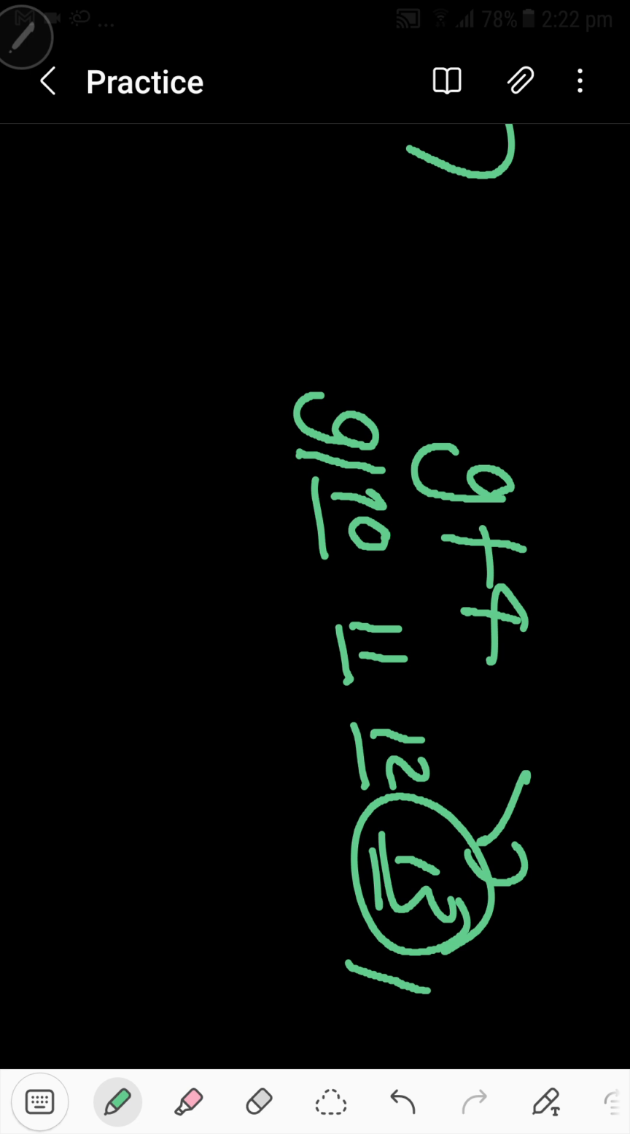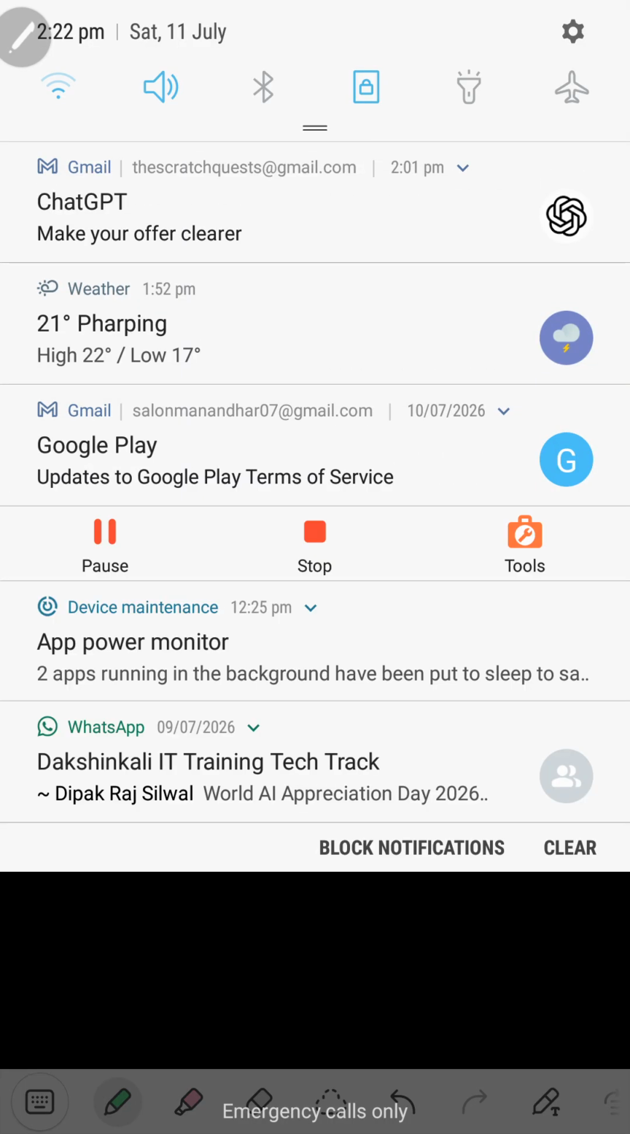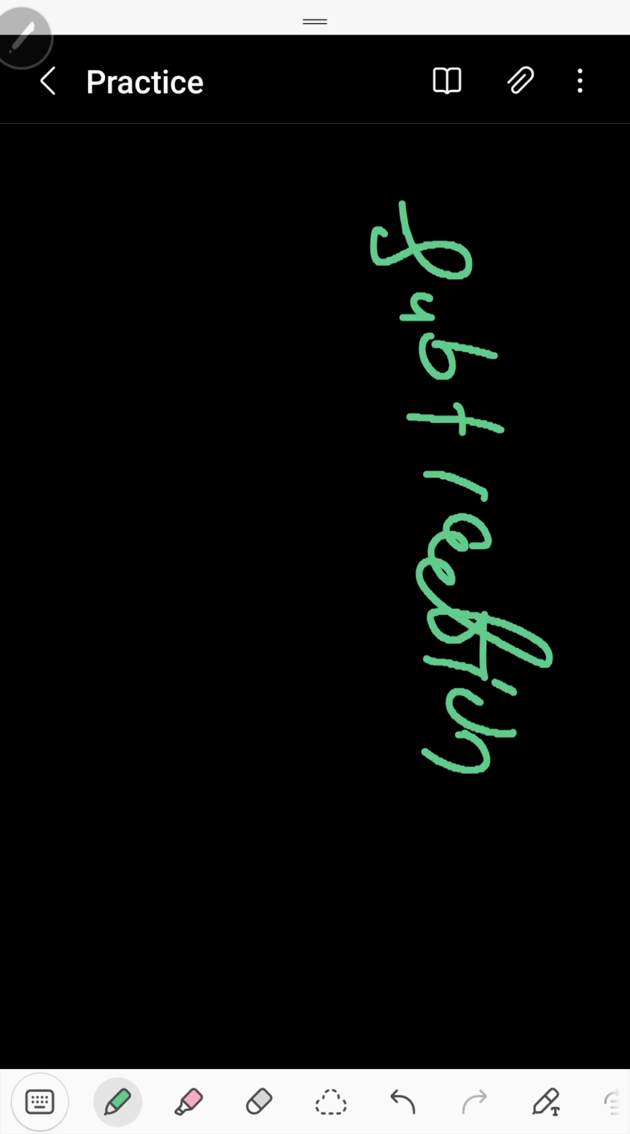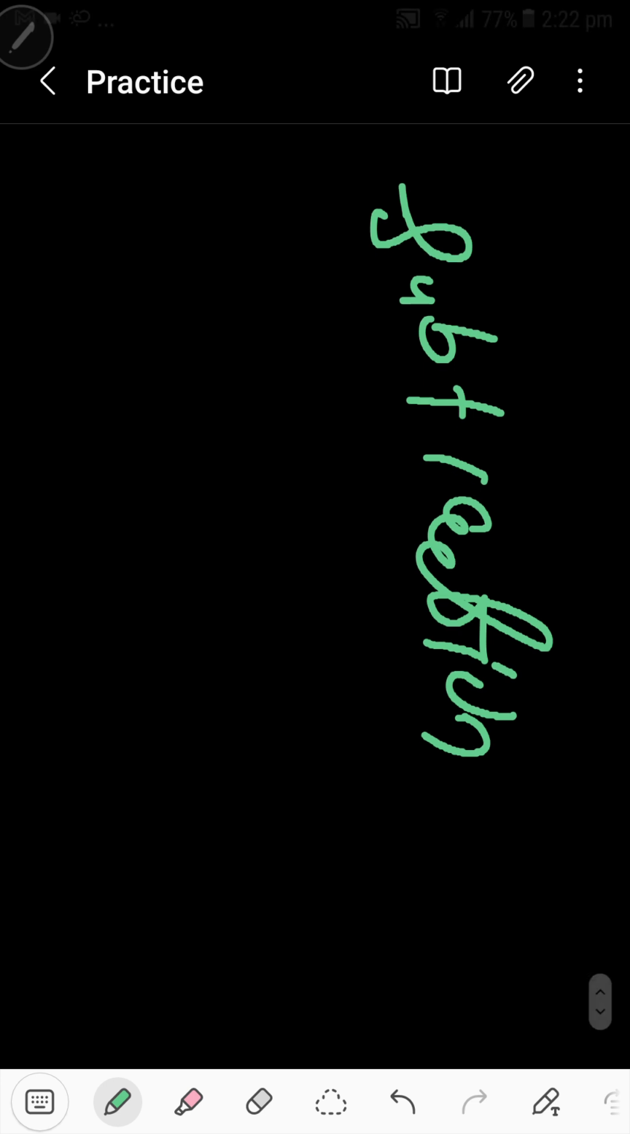Let's move on to subtraction. Why not? Okay, we are in subtraction now, guys. Subtraction. We are in subtraction. Hooray! That is a good thing.